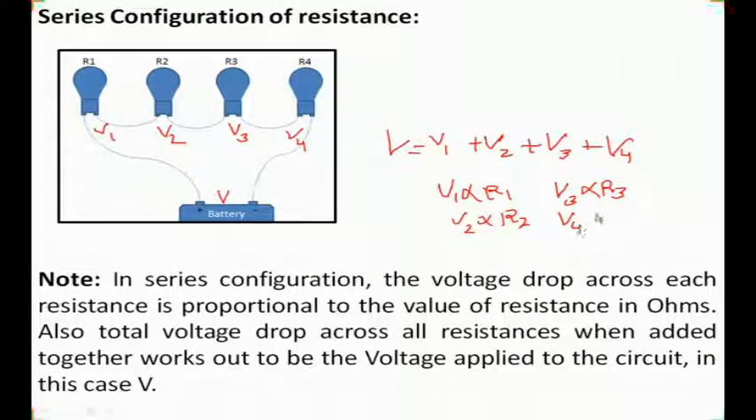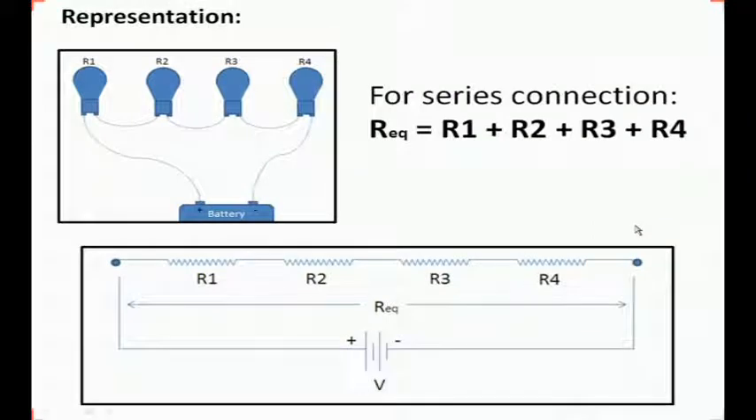More the resistance, more will be the voltage drop. V3 will be proportional to R3 and V4 will be proportional to R4. Okay friends, so now let us see the representation of this series configuration. In this image we can see the representation of this series configuration. Here 4 resistances are connected in series and they are represented like this.